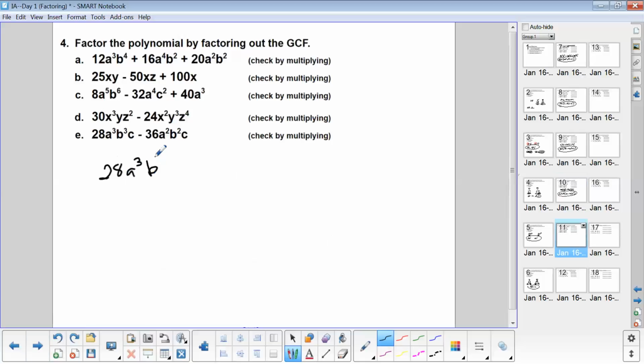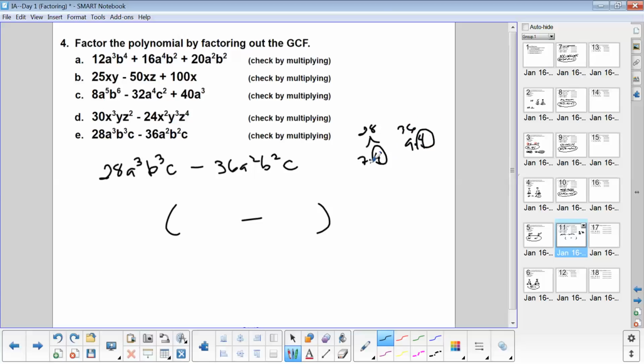28a to the third, b to the third, c, minus 36, a to the second, b to the second, c. Two terms. So in my parentheses, I should see two terms as well. 28 and 36. Looks like 28 is 7 and 4. And 36 would be 9 and 4. And notice that 7 and 9 don't have anything in common, so 4 would be our GCF.